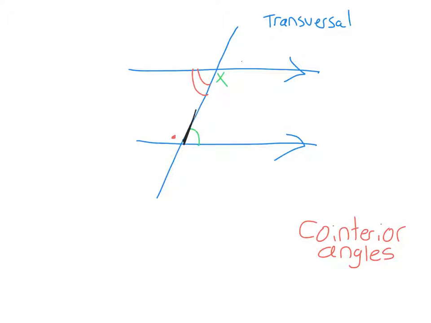So we can draw a C around the two green angles, or you can look at it as a back to front C as well. We could also draw a C around the red angles. So co-interior angles have that C shape.